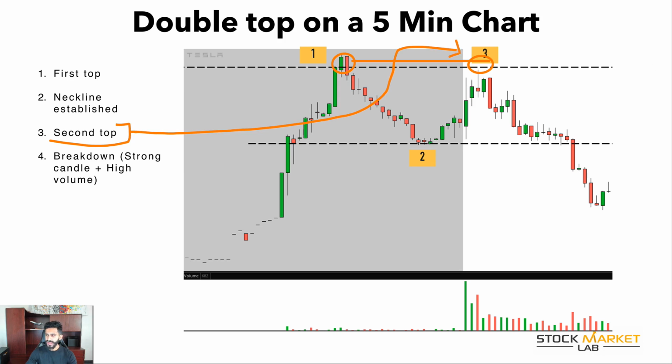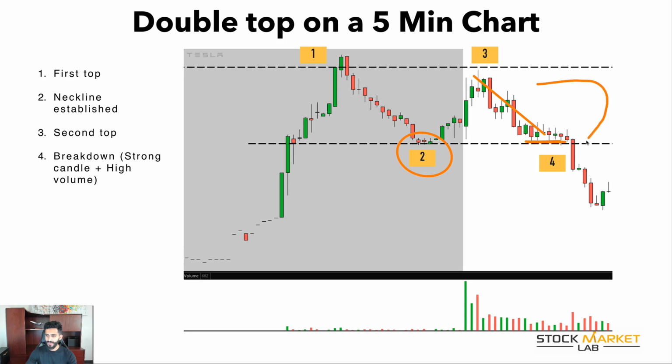Now that the second top is formed, you can see what happens. The stock goes back to the neckline, holds around the neckline, and then boom. As soon as it breaks the neckline, that gives us a confirmation that this stock will most likely go down. Now if you look at this trade, was that a strong break? Yes, that was a strong break. Strong red candle, increased volume, the stock continues to move down.